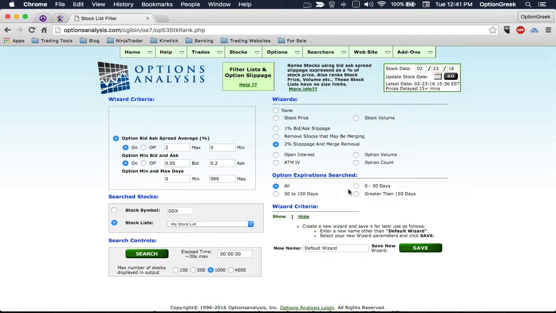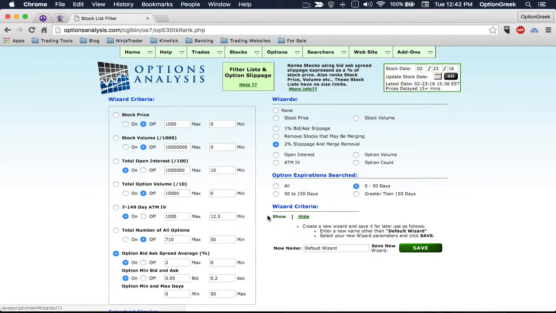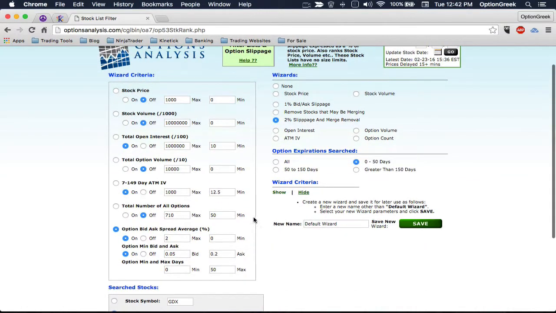The next thing we're going to do is filter by options that expire within 50 days, because we are trading the calendar actively. We're not interested in going too far out in time because that works against us in terms of time decay, and we want to be fairly active. Once you set those two, we can show the wizard criteria and see what the settings are.